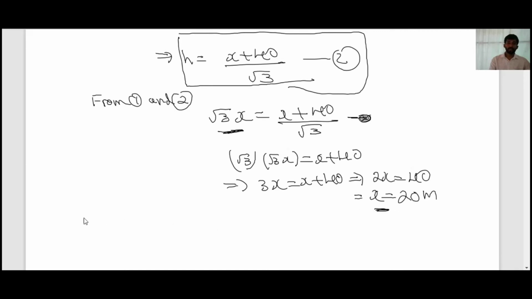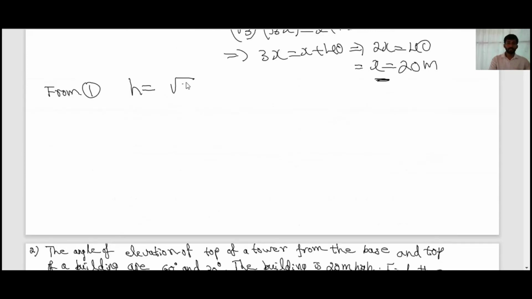Okay. Now you need to calculate h, right? From equation 1, what is the h value? h value is equal to root 3 into x. h value is equal to root 3 into, what is the x value? x value is equal to 20. This implies h is equal to, you can write it as 20 root 3.